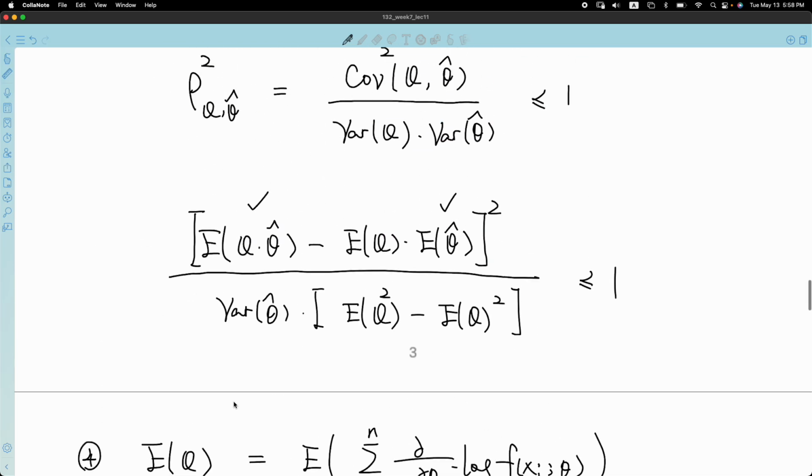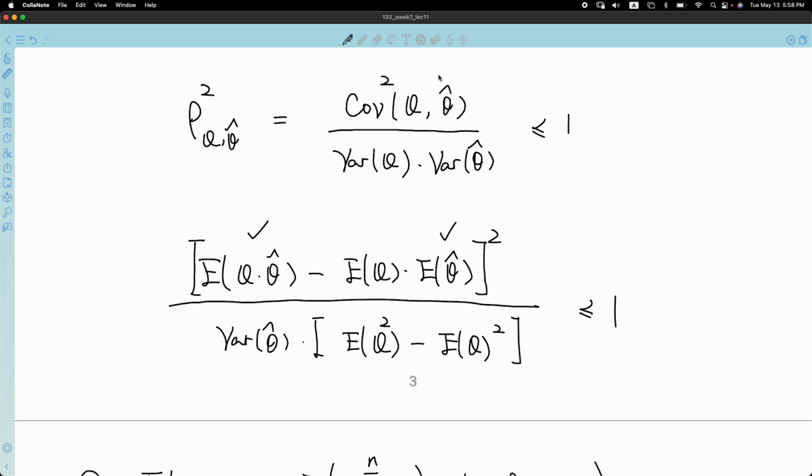Okay, so we also know this part, so let me check everything we know. We know the expected value of Q equals 0. That also means the square of the first moment we also know. So we are only missing this part.